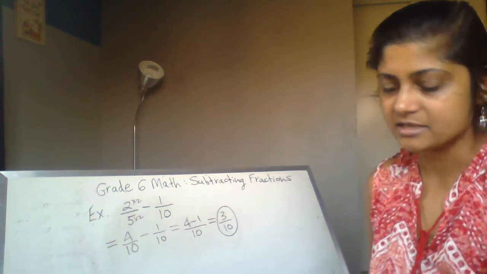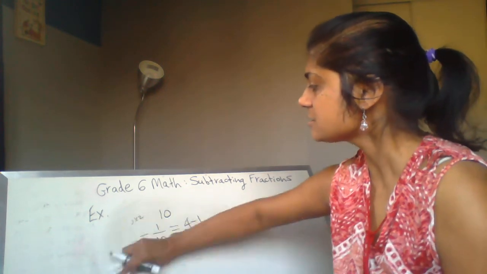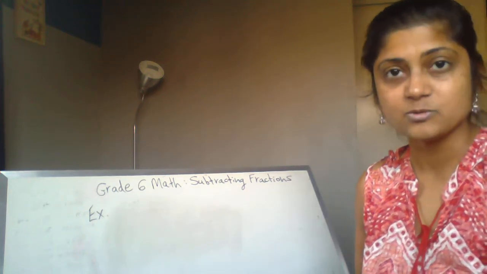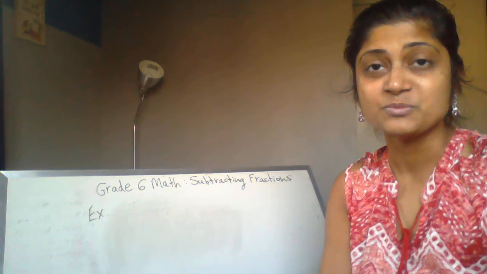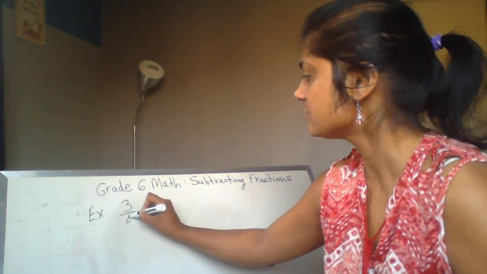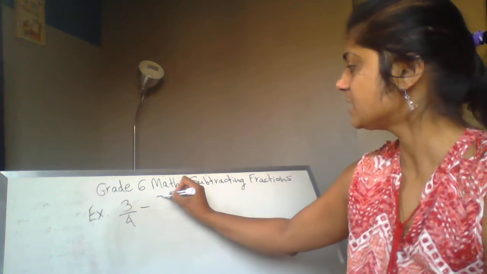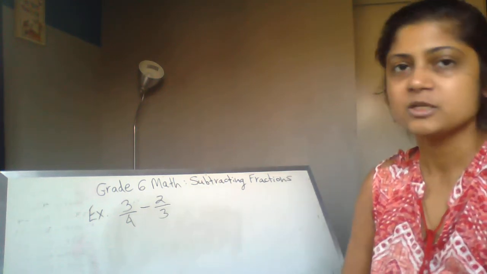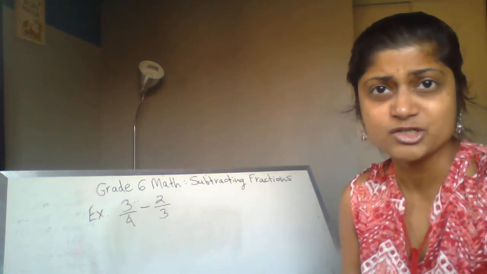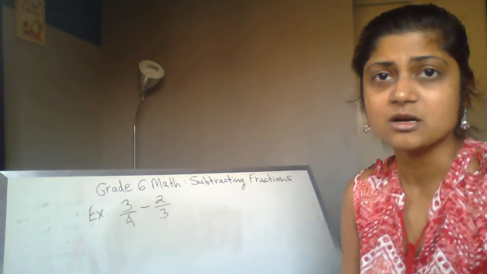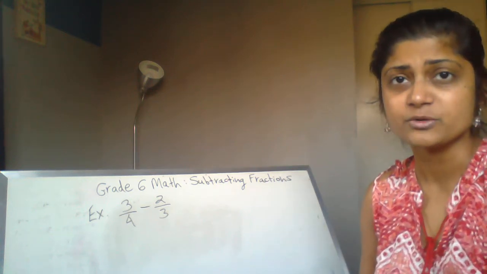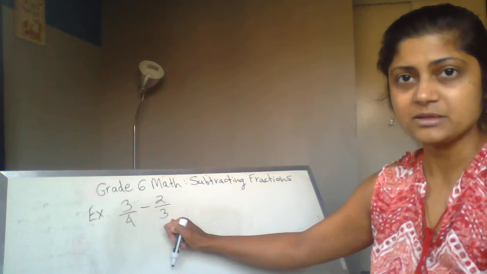I'm going to take this off. We're going to try this example, so everyone can see what I mean when I say that you have to multiply the numbers by each other. So this is 3 over 4 minus 2 over 3. You notice it's actually very similar to adding fractions. Both of the denominators are different here, so I need to multiply them by each other. This is 4 and 3.